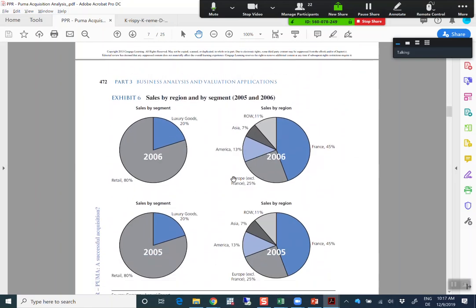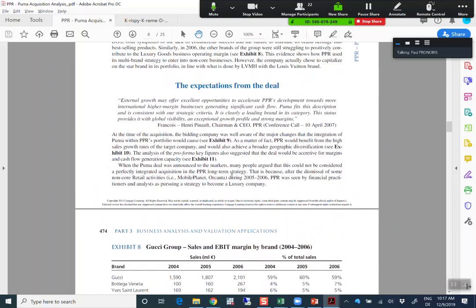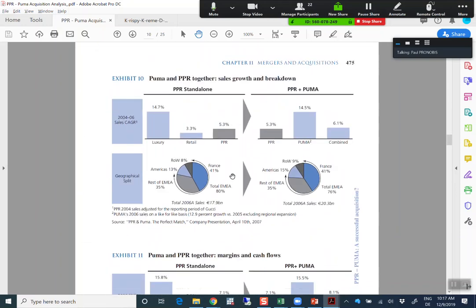So it also includes sales by region, sales by segment, and what you're referring to is, okay, how could the company look together? What you could do, for example, this year, is looking at PPR on a standalone basis in terms of their sales segments and their geographical split, and then if you would combine it with Puma, which is much more represented in the US, how would the sales mix change if you would combine those two firms?